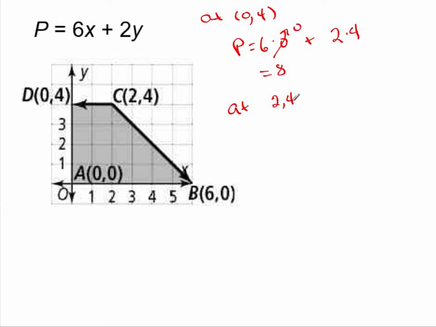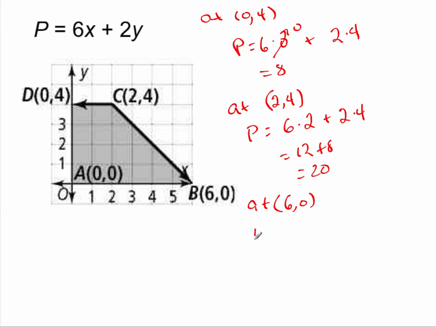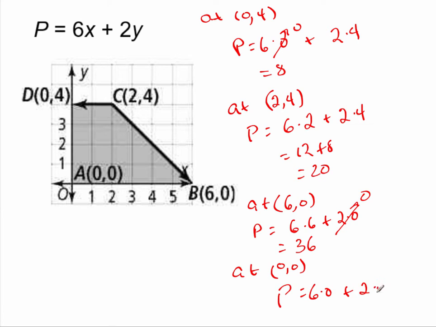At 2, 4, P is 6 times 2 plus 2 times 4. So this is 12 plus 8, or 20. At 6, 0, P is 6 times 6 plus 2 times 0. So that's 0, so this is 36. And then at 0, 0, P is 6 times 0 plus 2 times 0, and both of these go to 0, so this is 0.